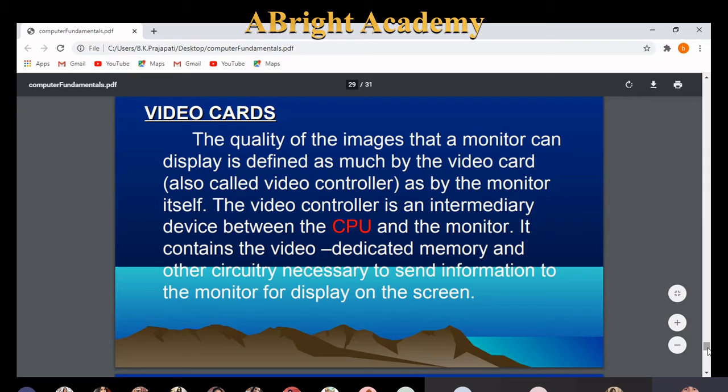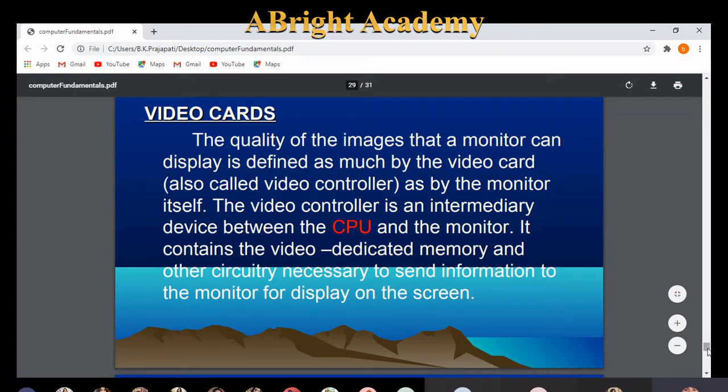The quality of the image that a monitor can display is defined as much by the video card, also called the video controller, as by the monitor itself. The video controller is an intermediary device between the CPU and the monitor. It contains the video, dedicated memory and other circuitry necessary to send information to the monitor for display on the screen.